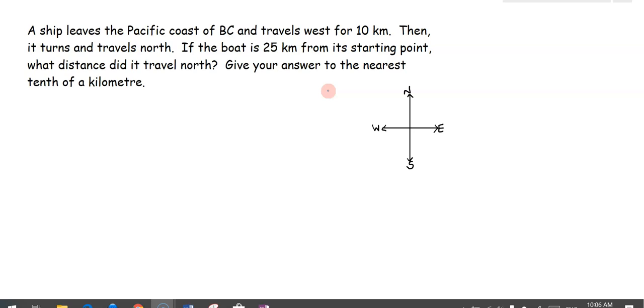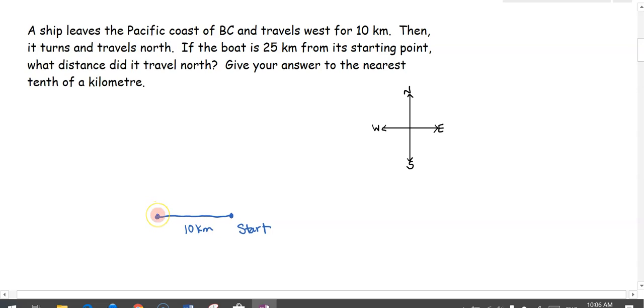So we go back and we say, okay, we have this ship, so we have to create a starting point. This is where we start. Then it travels west. Using our diagram of north, east, south, west, we can see that west is to the left. So we're going to go 10 kilometers, and we're going to put that on our diagram, and we travel 10 kilometers to the west.